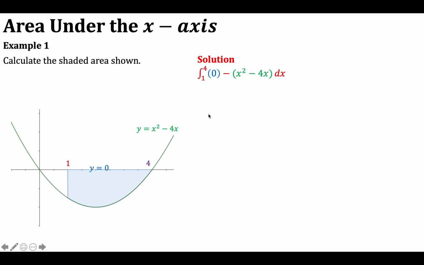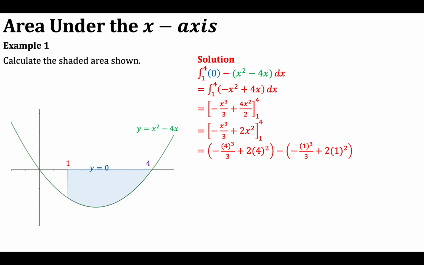Now you can see straight away we can simplify this expression. We've got negative x squared plus 4x. And we're now ready to integrate. So we've got negative x cubed over 3 plus 4x squared over 2. And hopefully you can see instantly that the 4x squared over 2, we need to simplify that to 2x squared. So I'm going to substitute in my 4 and then my 1 and subtract them.